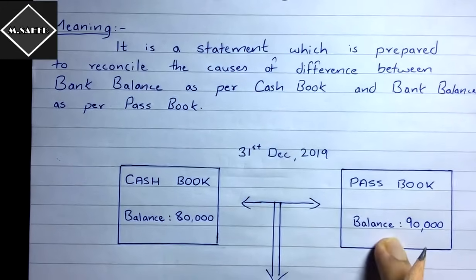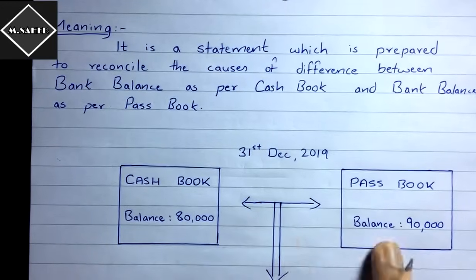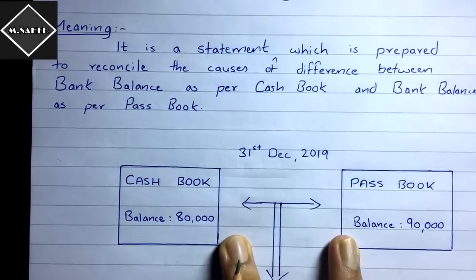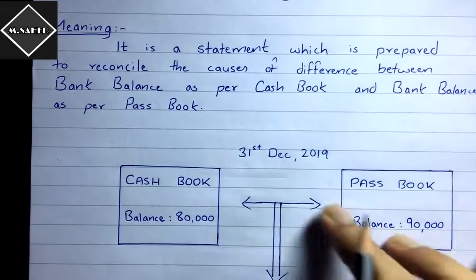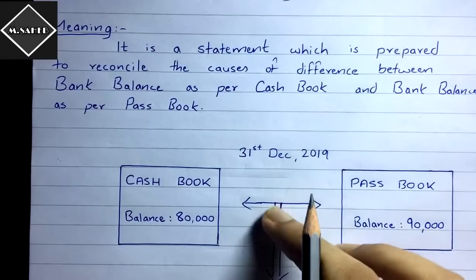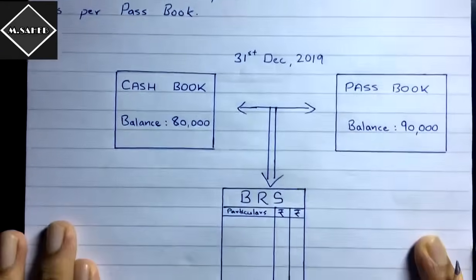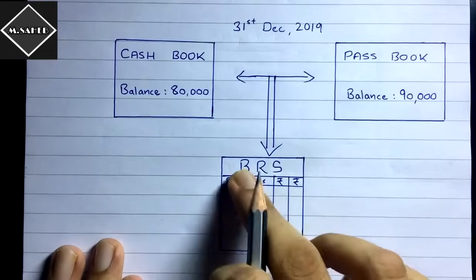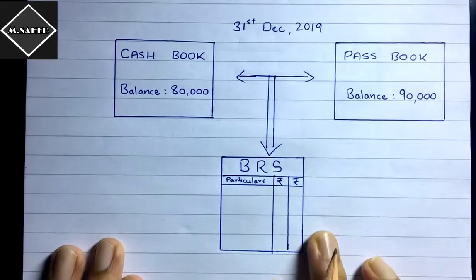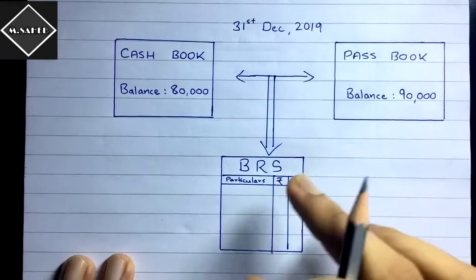Now, why is it happening? There are lots of reasons for differences in the CashBook and Passbook. We'll see that later. It is important to reconcile and check those differences, so we prepare the BRS, the bank reconciliation statement. The format is very simple. The particulars column will be there, and 2 columns, an inner column and an outer column. That's it. You just have to add and subtract.